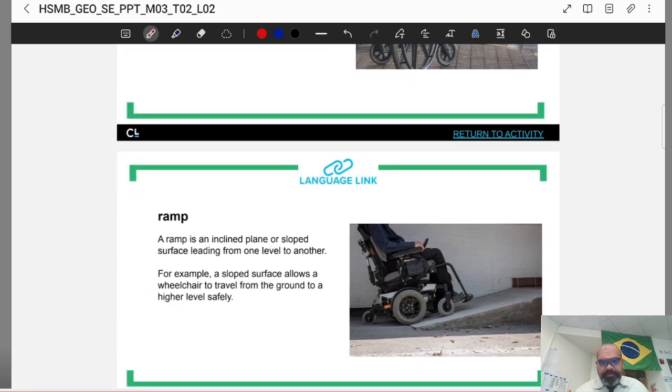Ramp is the same thing in Portuguese, that's easy to figure out, or in Spanish, I think also. A ramp is an inclined plane or sloped surface leading from one level to another level. This is a ramp. We're using this word a lot today.